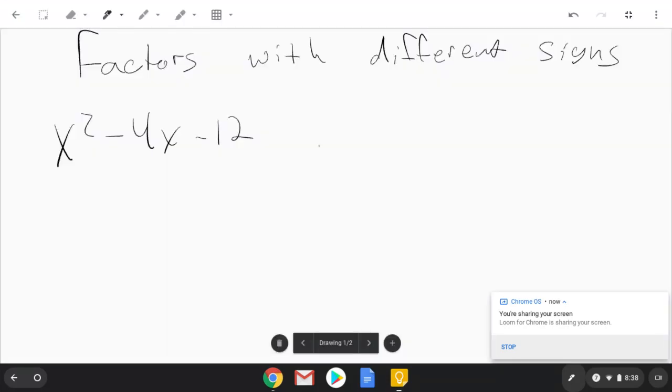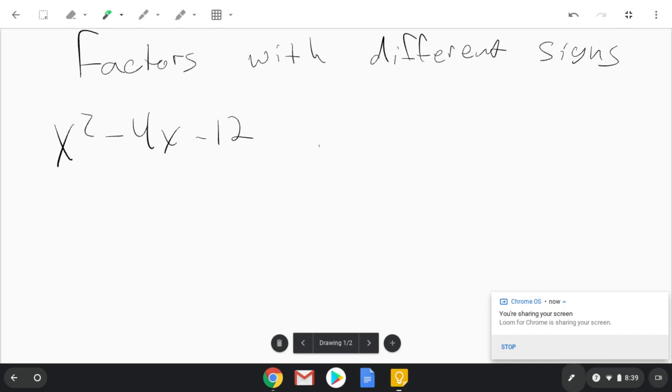All right, so this time, instead of the signs of the factors being the same and having to add up to the middle term, you'll notice here the signs are going to be different. So I'll show you what to look for. Let me change colors here. All right. So we've got x squared minus 4x minus 12.